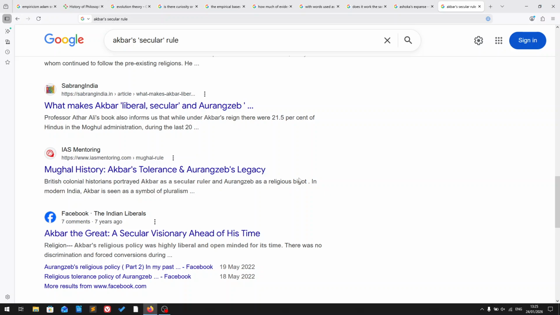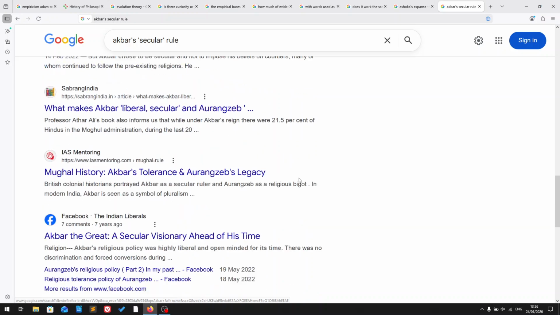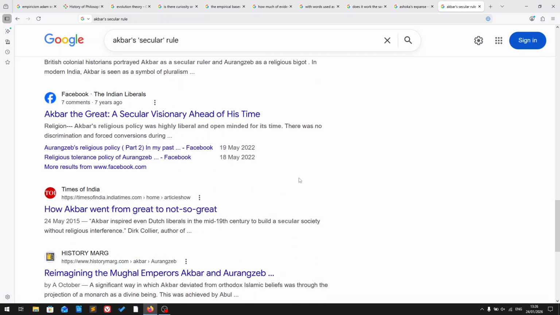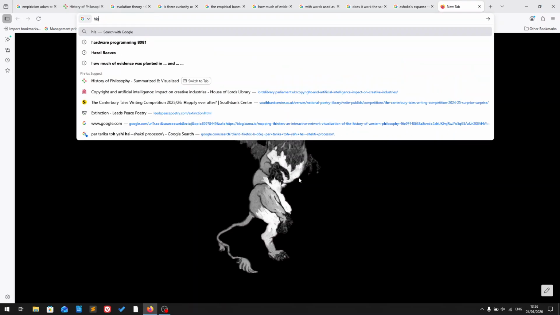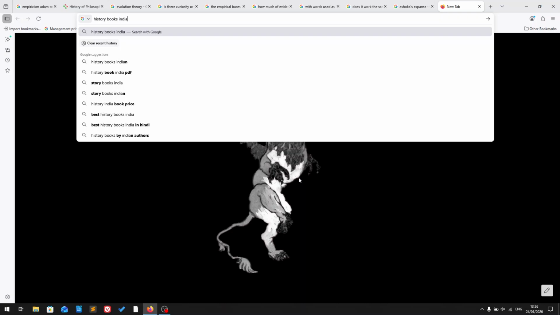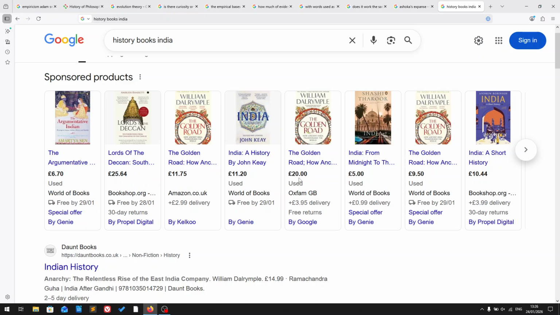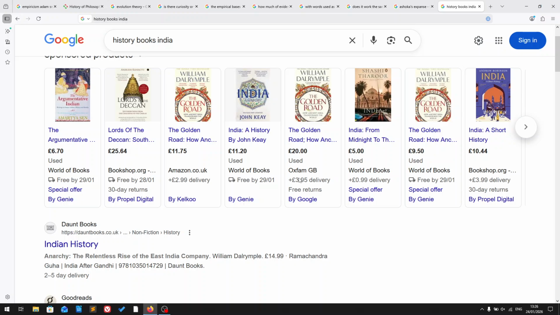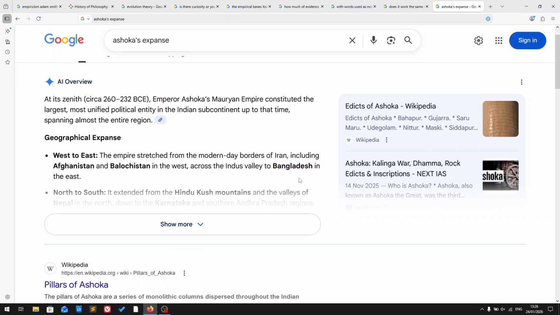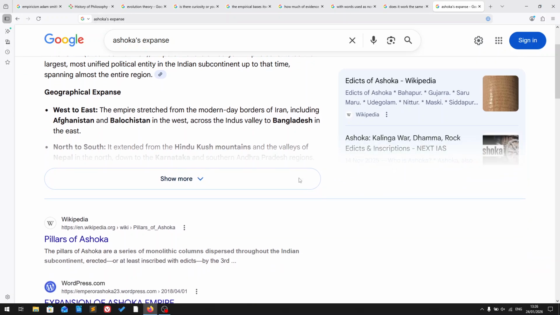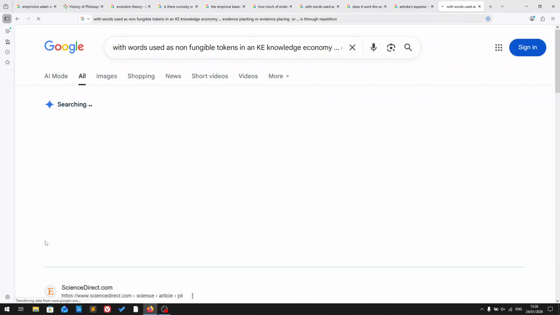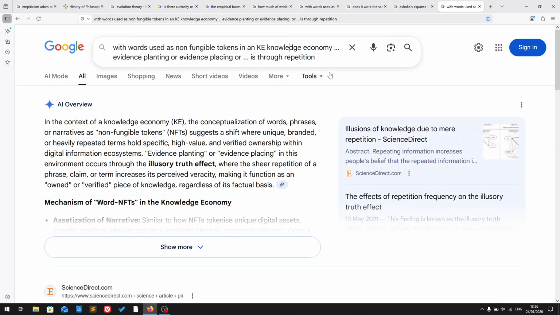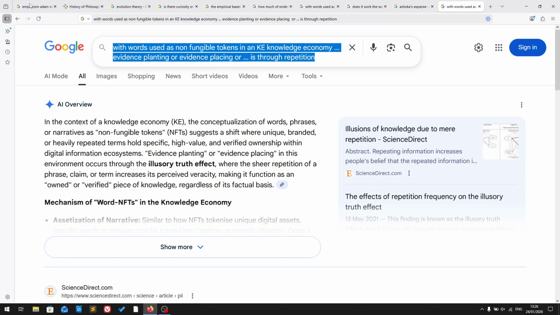So there's Aurangzeb, and I can go on talking about these things, and there is something about Akbar's reign. I would invite you to find out more about this. You have history books in India. Pillars of Ashoka. So the point I'm trying to make is words as non-fungible tokens in an economy. It's been so for as long as language has existed. It's not something new.